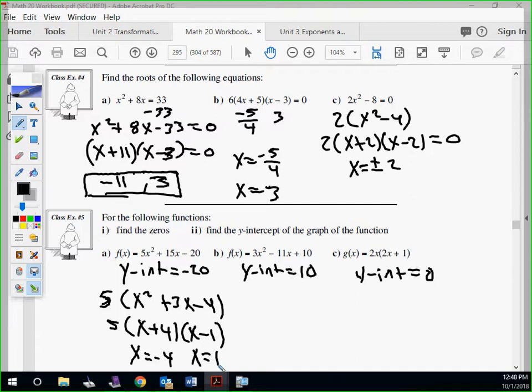B, we do have to decomp. I can't pull a 3 out or anything, so I do have to go 3 times 10 for 30. Factors of 30 that get you negative 11. Negative 6, negative 5, good. I know some of you guys are trying to write fast, I'll slow down here.